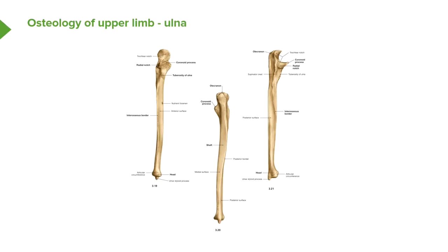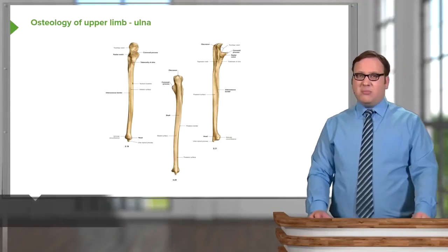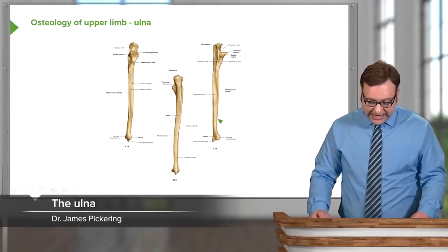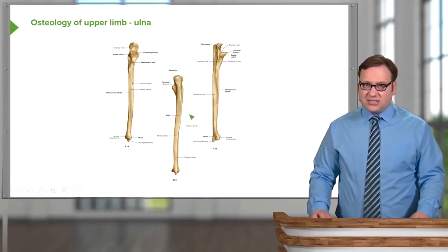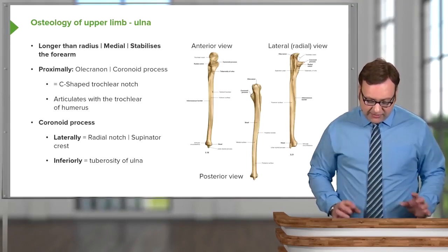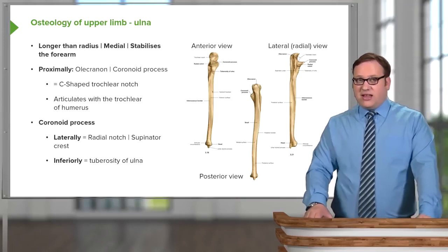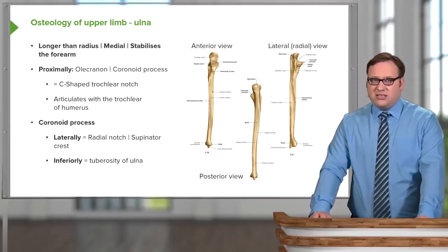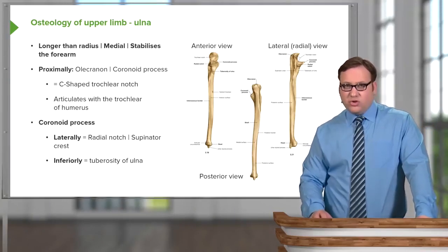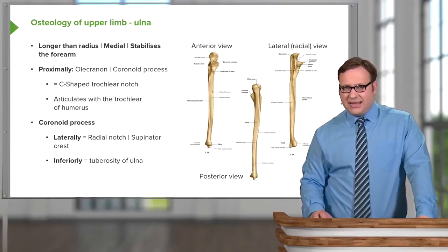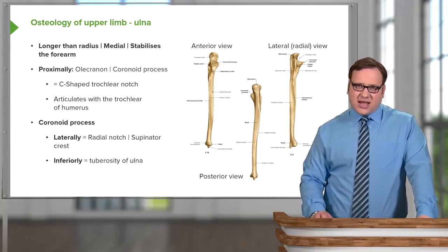So this is the ulnar bone, which we can see in isolation. It sits within the forearm alongside the radius. And we can see we have a number of views here that reveal various bony landmarks. So let's have a look. The ulna is longer than the radius, and within the forearm it is involved in stabilizing the forearm. And of the two bones, it's positioned medially. So the ulna is medial and the radius is lateral.